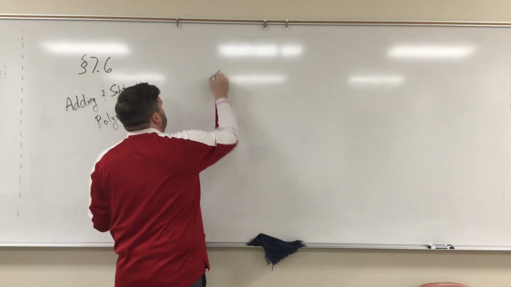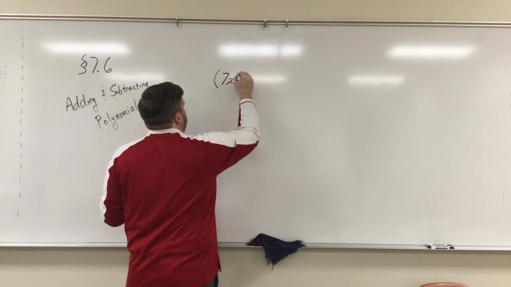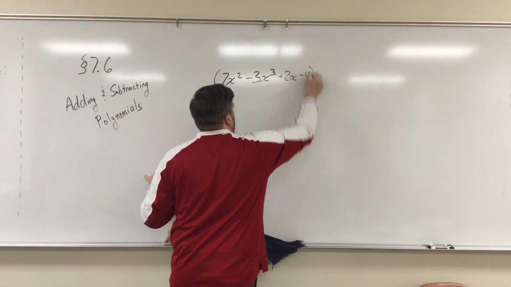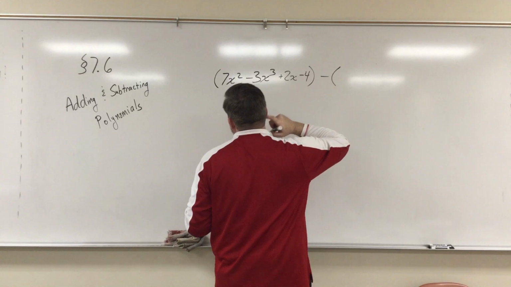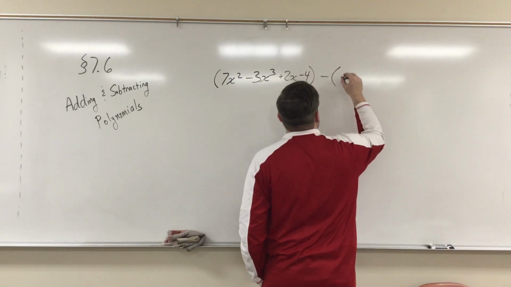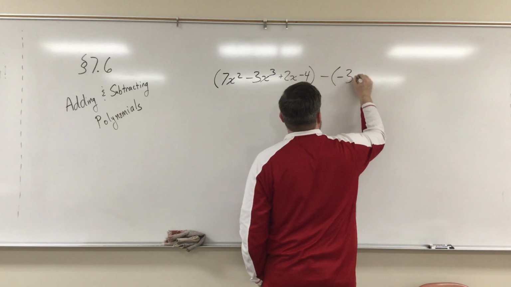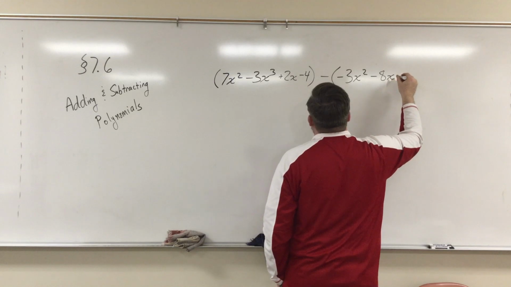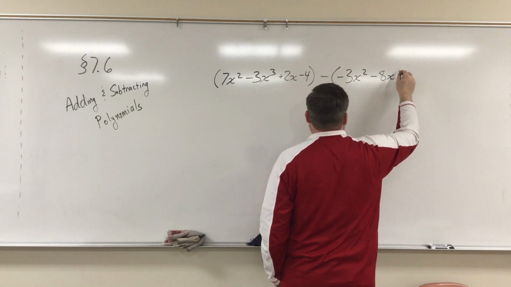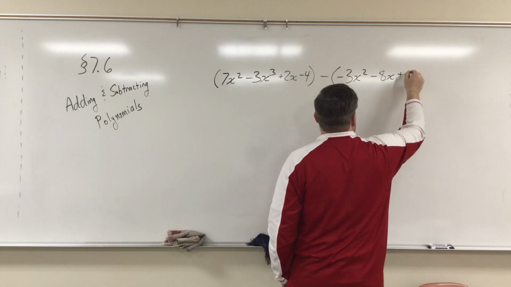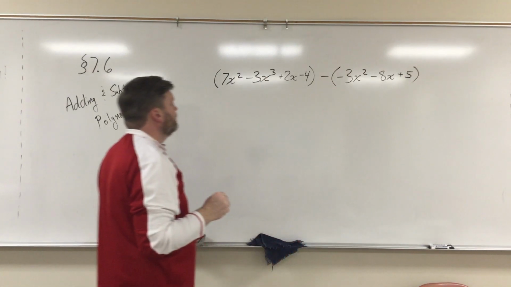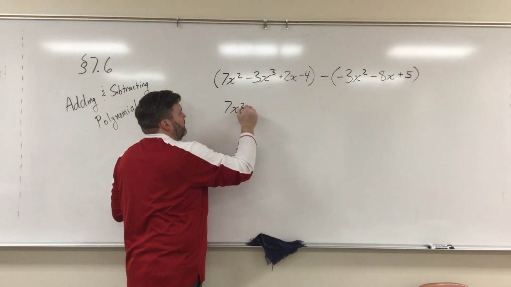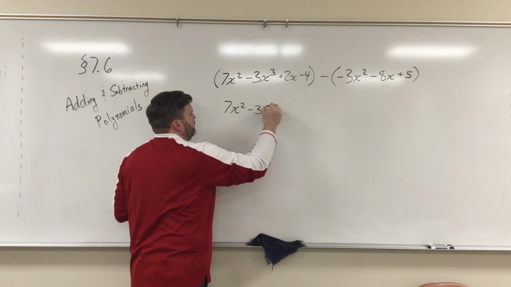All right, let's do 7x squared minus 3x cubed plus 2x minus 4 minus negative 3x squared minus 8x plus 5, let's say. All right, this is a positive 1 in front of that, so I can just drop the parentheses on that 4-term polynomial here.